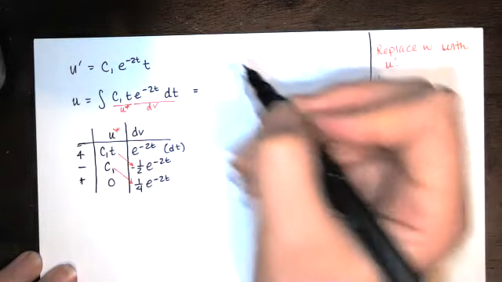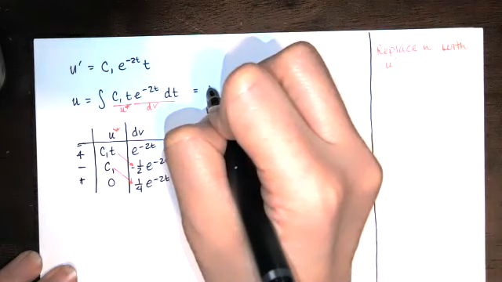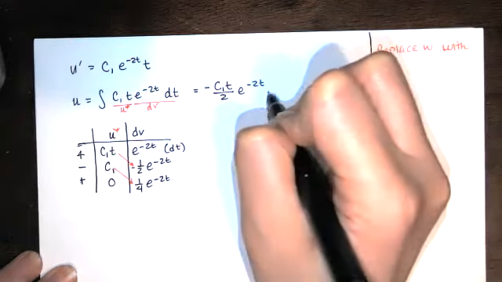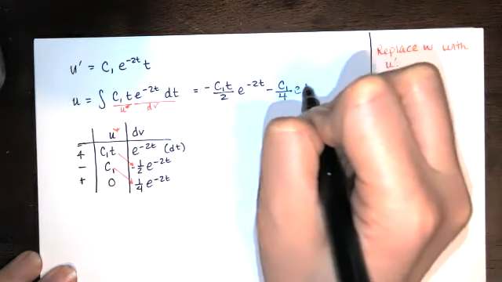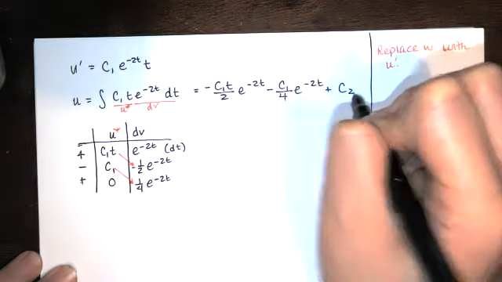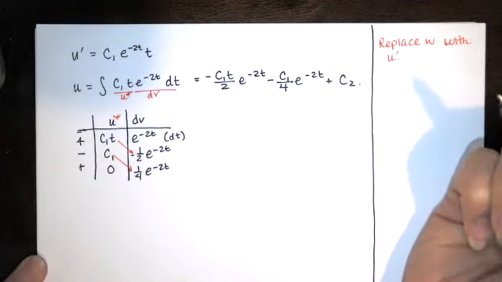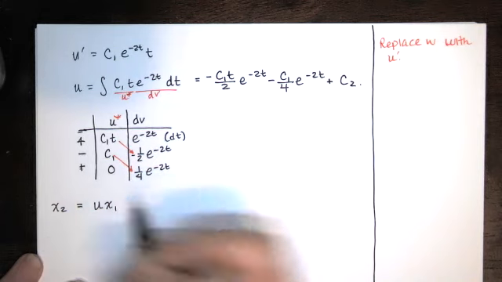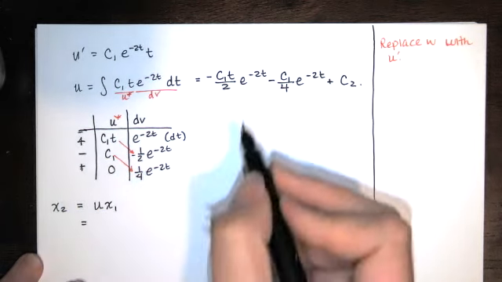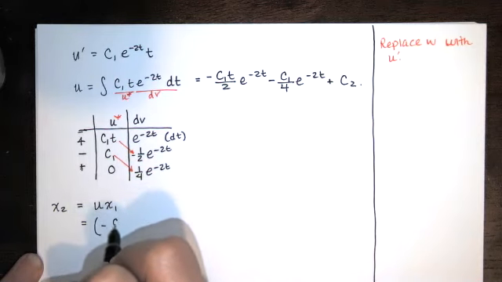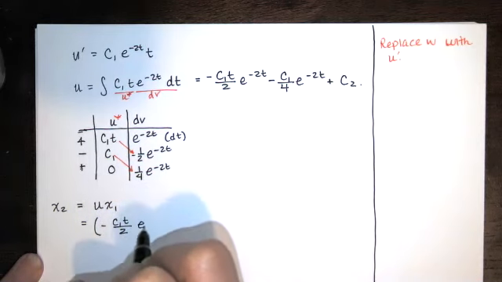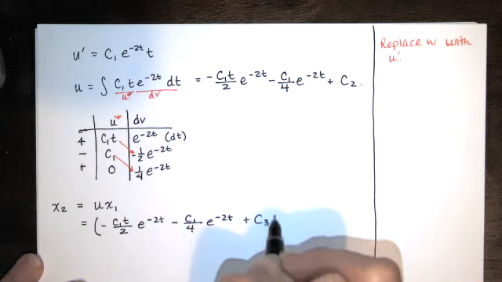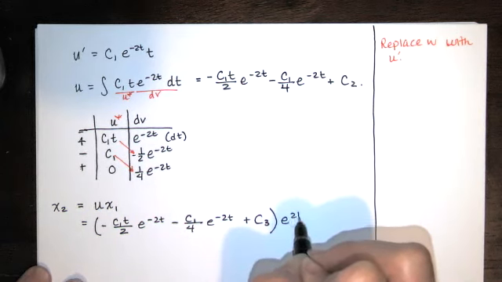So we'll have this times this is going to give me a negative c1 times t over 2 times our exponential, minus c1 over 4 times the exponential, plus a constant of integration, a different one. So that's our u, and x2 is u times x1. So x sub 2 is this function times x1, and x1 was e to the 2t.